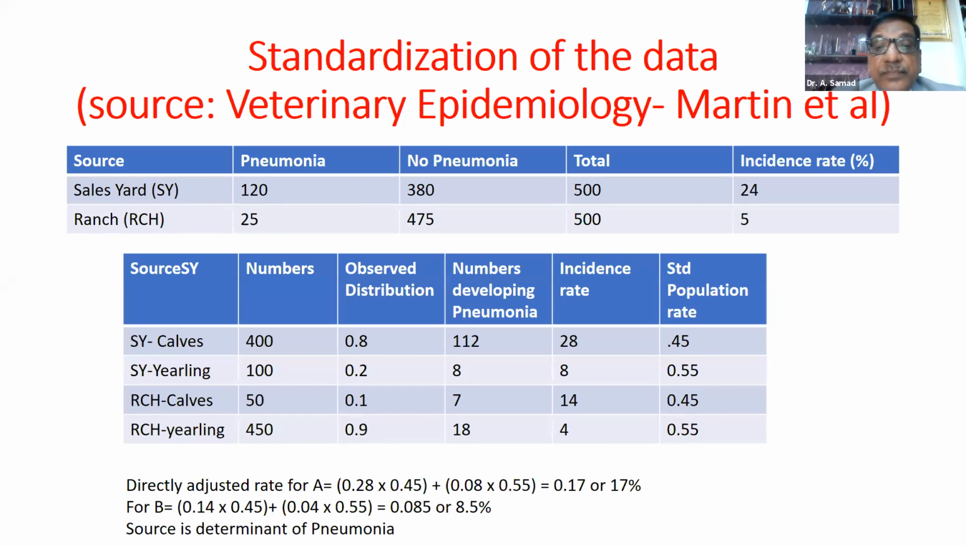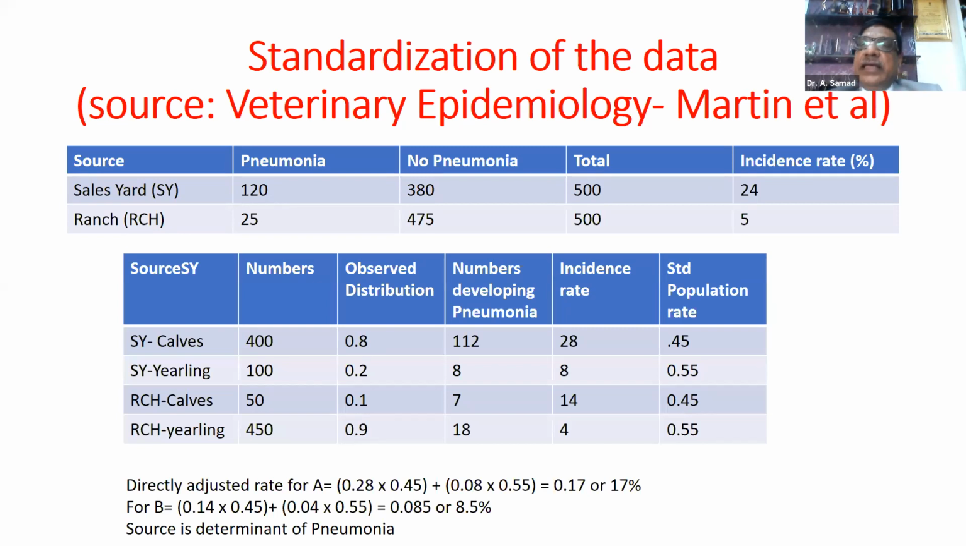The second thing is they stratified it to see whether age has any effect, and that is called stratification of data, for calves and yearlings. Calves were those less than 1 year old. Yearling means those animals that were more than 1 year old. And you can see here that although the sales yard was the source, basically the problem was with young calves. Young calves were the ones having pneumonia.